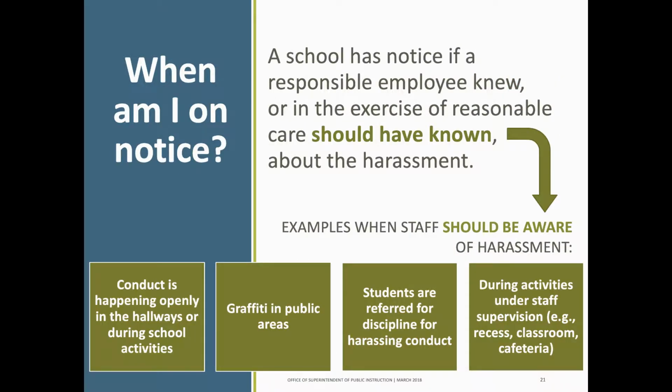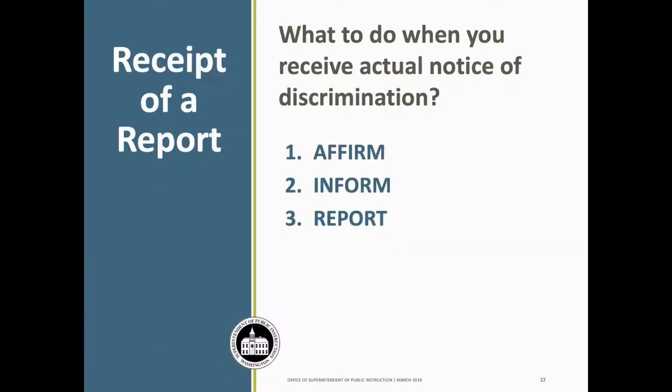Next, when should staff be aware of harassment, even if they didn't witness it directly or receive a complaint? Examples are harassing conduct is occurring during activities under staff supervision, such as during recess, in the classroom, or in the cafeteria. Students are referred for discipline for harassing conduct. Graffiti, such as racial epithets, in public areas such as restroom stalls or lockers. Harassing conduct is happening openly in the hallways or during school activities.